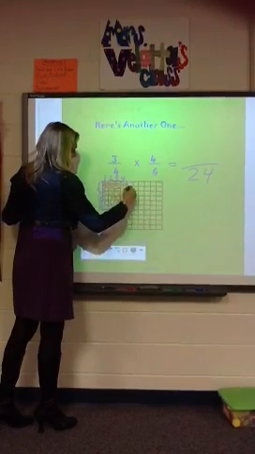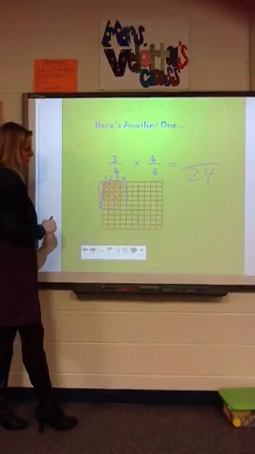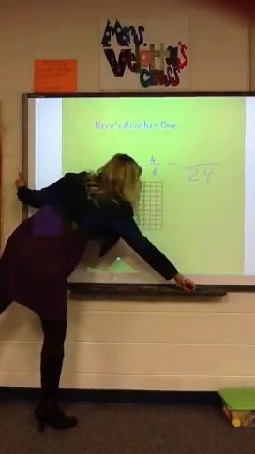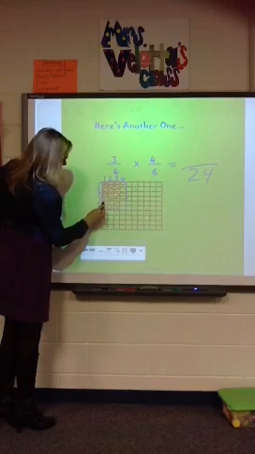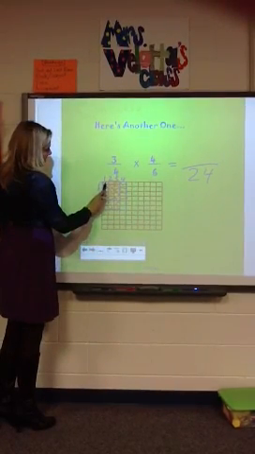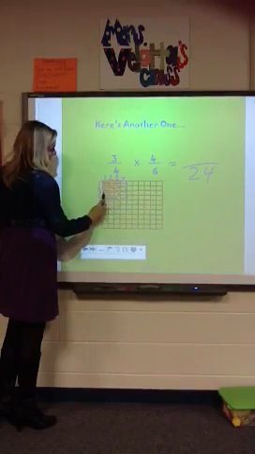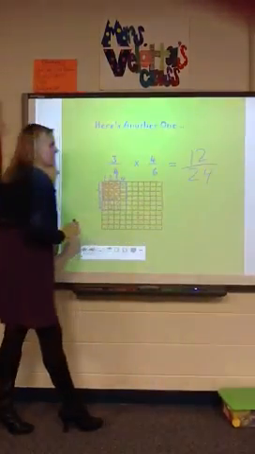1, 2, 3, 4. So that would represent 4/6. When I look at the area that is just covered by both fractions, I'm going to outline that area right here. And if I were to count those, 1, 2, 3, 4, 5, 6, 7, 8, 9, 10, 11, 12, we would have 12 boxes filled in.